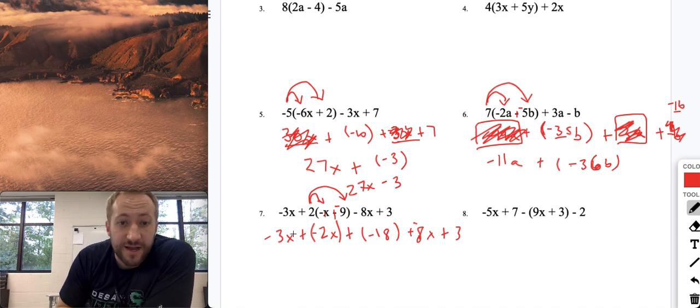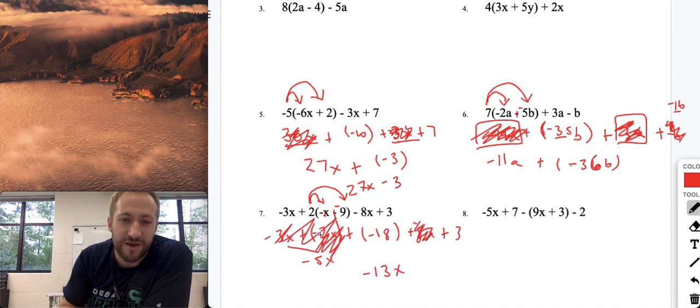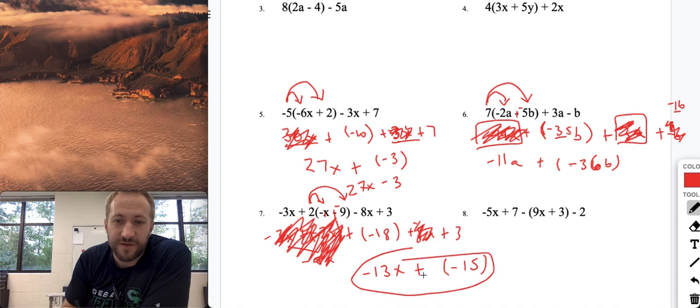So let's combine like terms. I have negative 3x and negative 2x and negative 8x. Let me do one at a time. Negative 3x plus negative 2x. That gives me negative 5x. Then negative 5x plus negative 8x. That gives me negative 13x. And now let me mark them out because they are done. I finished those, okay? We can only add 2 numbers at a time, so sometimes it's best when we take it in steps. Negative 18 plus 3, that gives me negative 15. And that's what we're looking for there, okay?